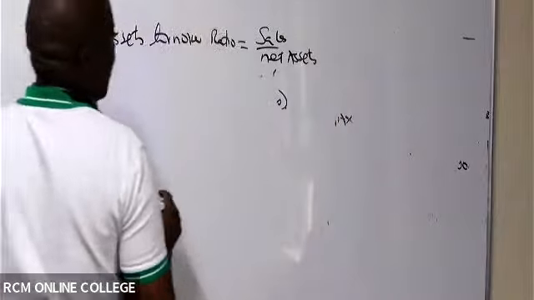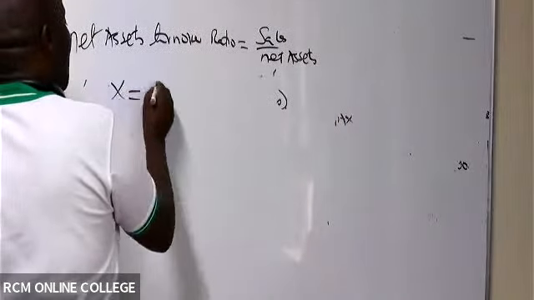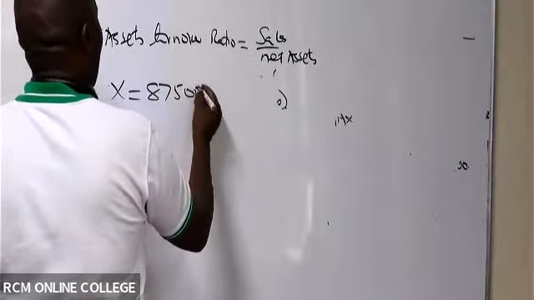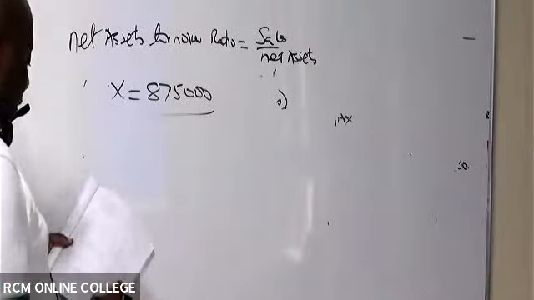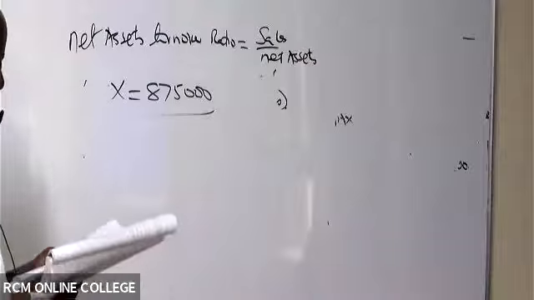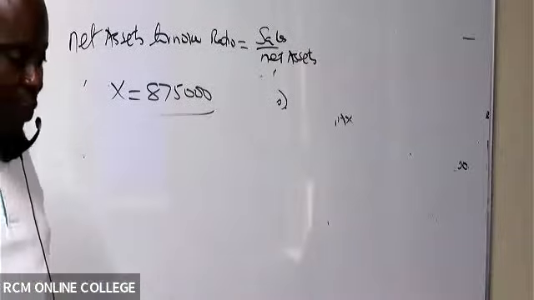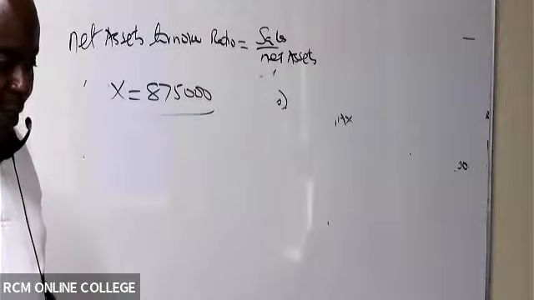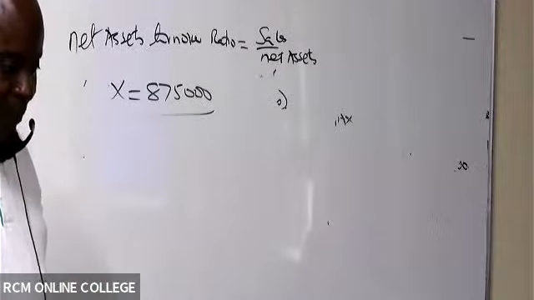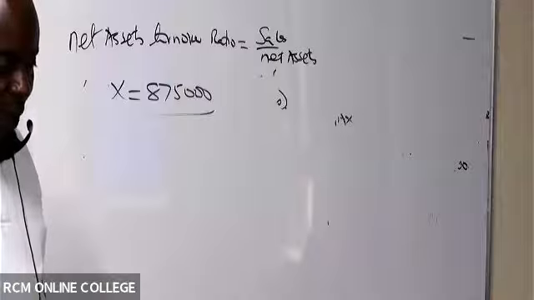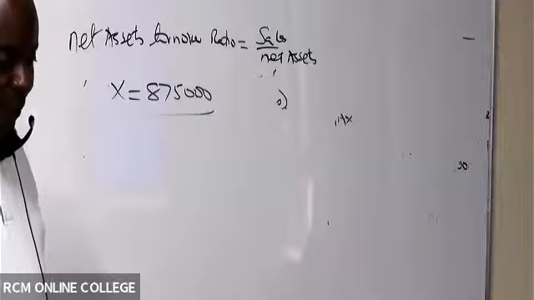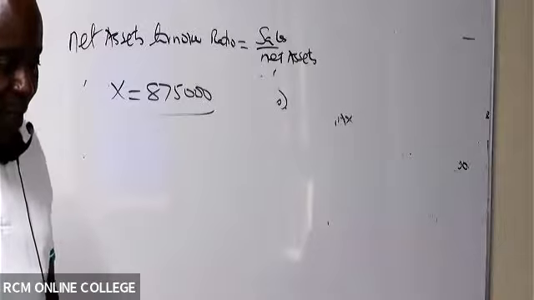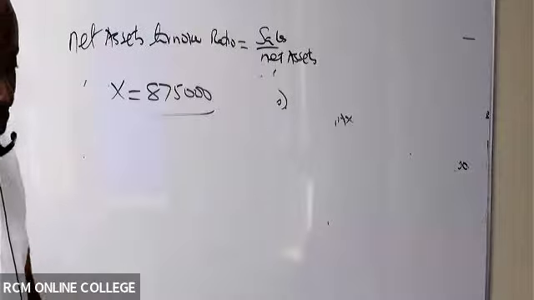So sales for X is 875,000 divided by, is there somebody who is able to see the net assets of X? Anybody who is able to see the net assets of X? Remember, I told you something. The net assets is the same as what? Net assets is the same as what here? Capital employed. Thank you so much, Bahati.